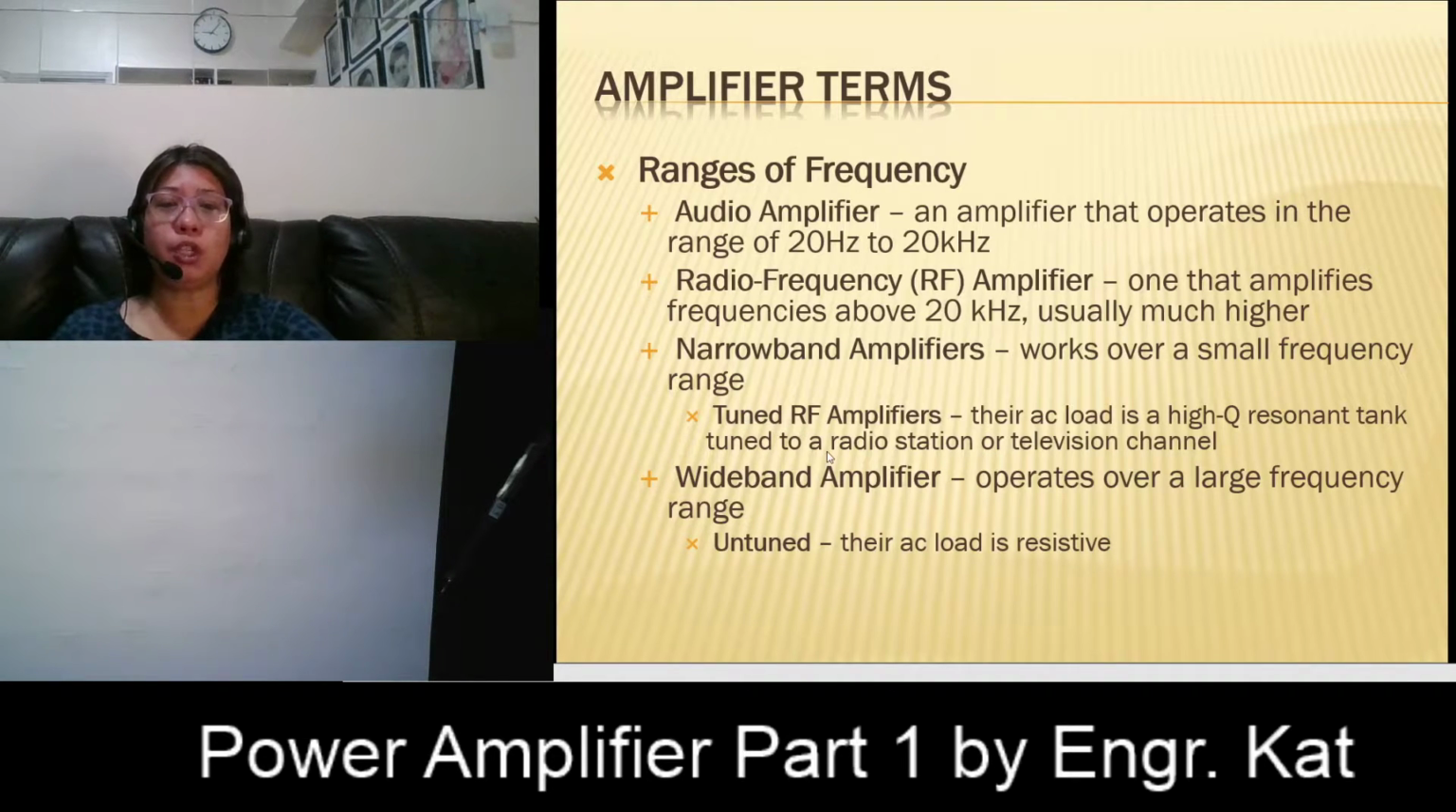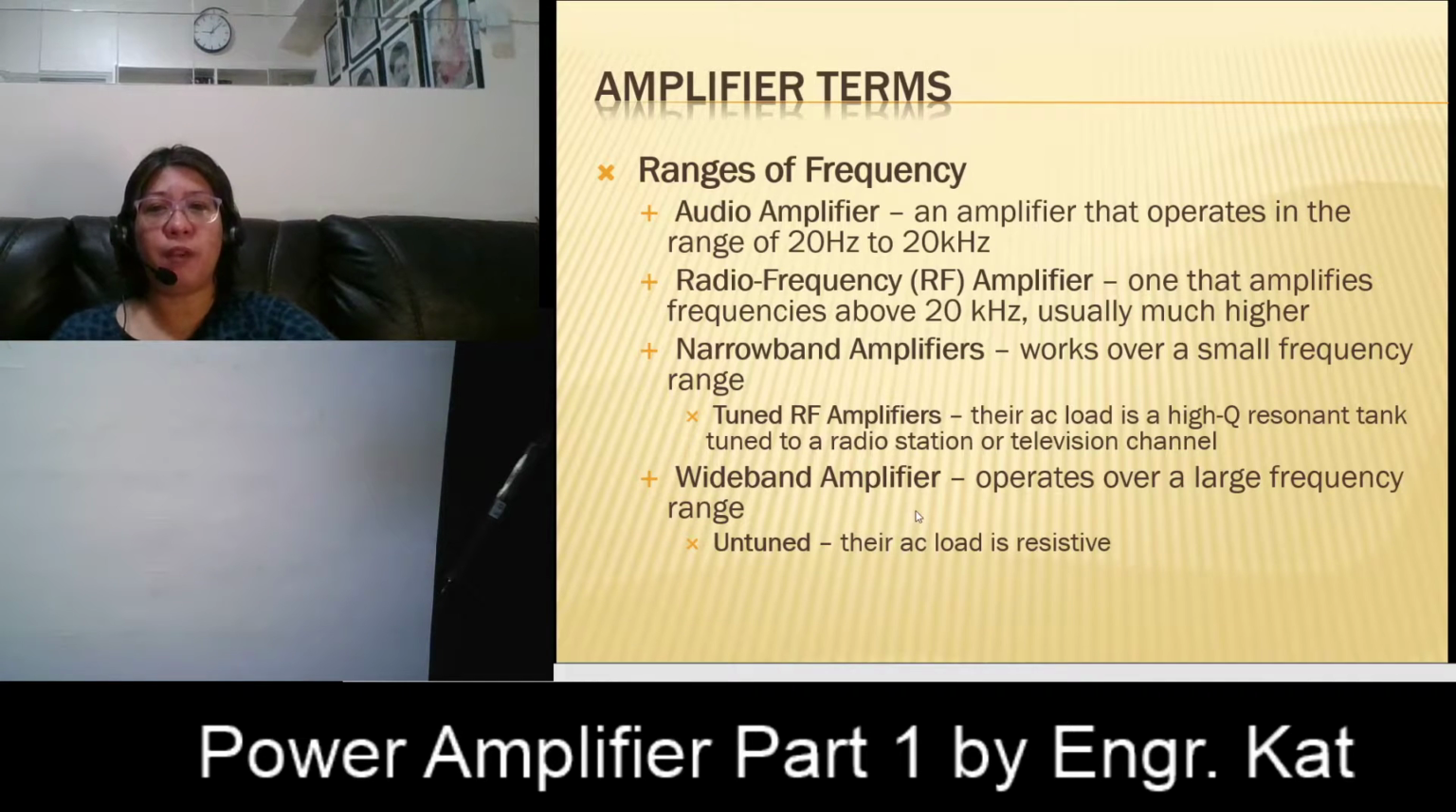Okay, so this is tuned to a specific radio station or television channel, because when you have a radio station that is very limited in terms of its bandwidth, we have to create a circuit that is only tuned for that specific range of frequency. Okay, so quality factor is inversely proportional to the bandwidth. So when we say you have a high Q, or high quality factor, that means we have a narrow bandwidth. And usually for tuned RF, our load is in the form of a resonant tank. Okay, so it is not resistive.